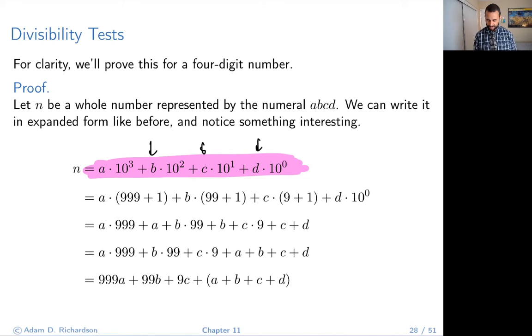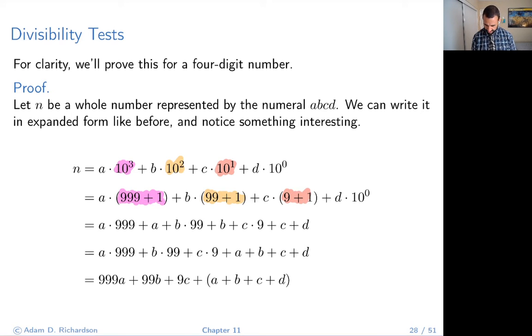And now what we're going to do is we're going to be a little bit clever. We're going to be clever because I can rewrite 10 cubed as 999 plus 1. That's all I'm going to do there. Just rewrite 10 cubed as 999 plus 1. But I can also rewrite 10 squared as 99 plus 1. So I'm going to write 10 squared as 99 plus 1. And then similarly, I can write 10 as 9 plus 1.